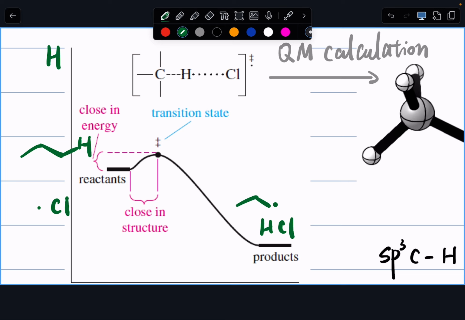But since we calculated the chlorination reaction as an exothermic reaction, or the reaction releases heat, we're expecting the transition state to be closer in energy to my reactant. Using the Hammond postulate, the transition state must also be similar in structure to my reactant.